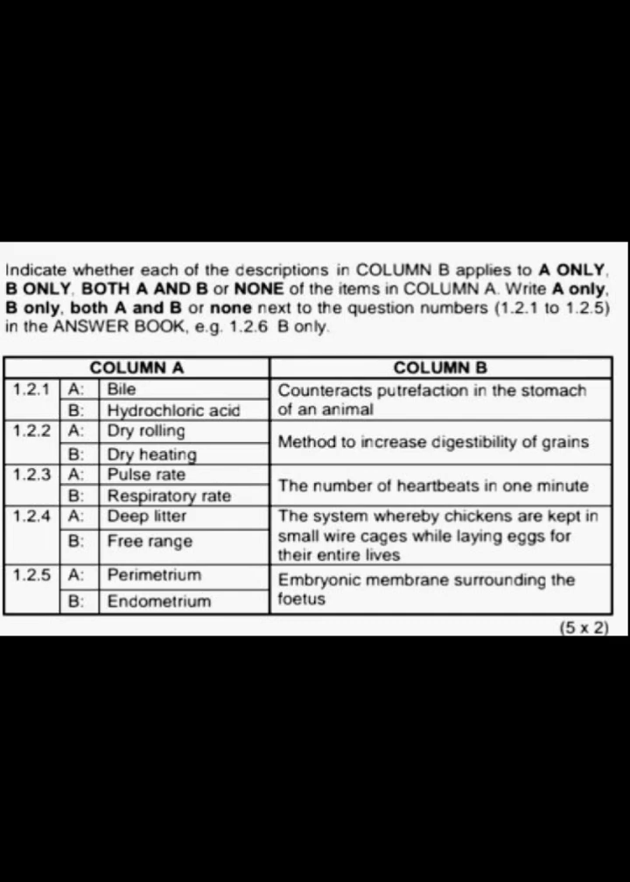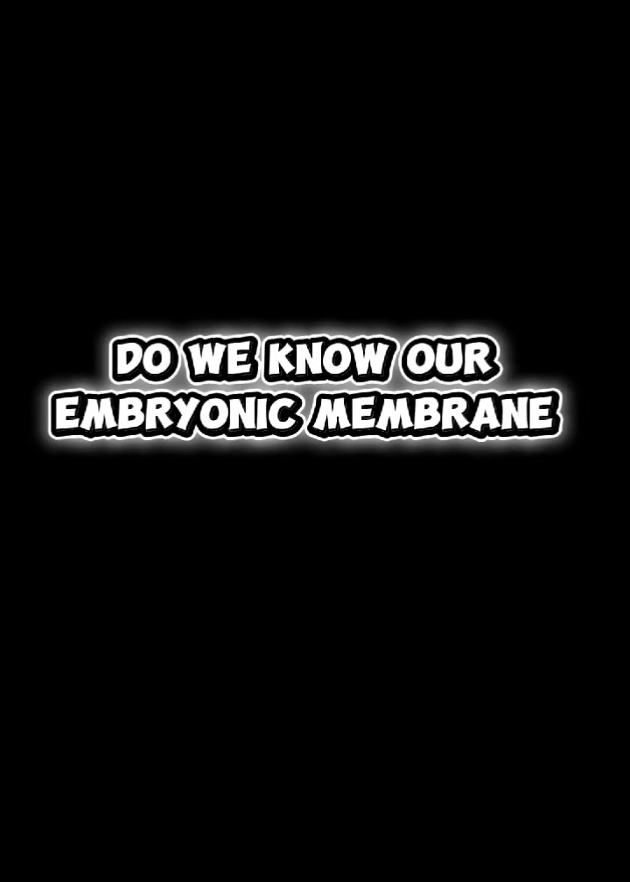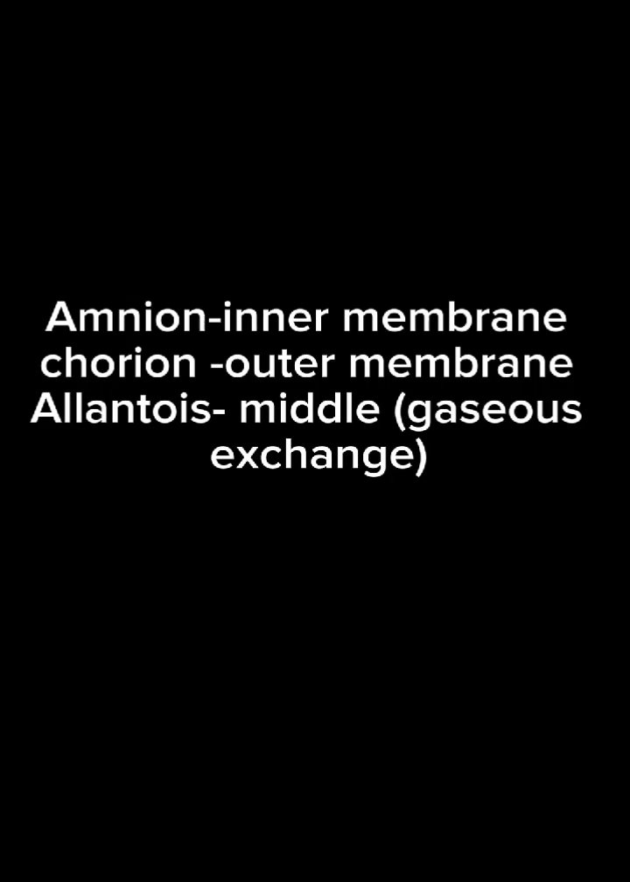Then we go to 1.2.5, embryonic membrane surrounding the fetus. Do we know our embryonic membranes? We have amnion, chorion, and allantois. Three of them make up the embryonic membrane. Amnion is the innermost membrane that prevents friction. Chorion is the outer membrane that surrounds the amnion and forms part of the placenta in mammals, and the placenta feeds the embryo. Allantois is a sac-like structure where gas exchange happens and waste is stored, and it later forms part of the umbilical cord.